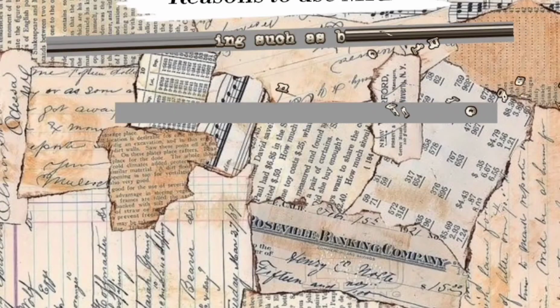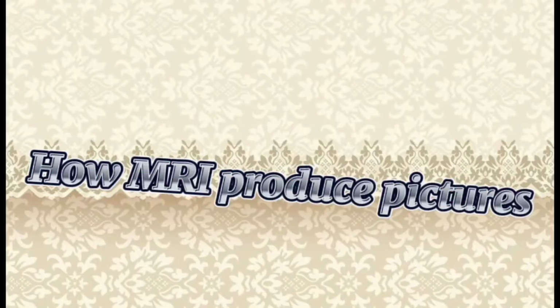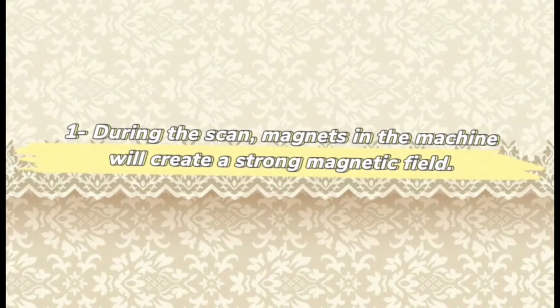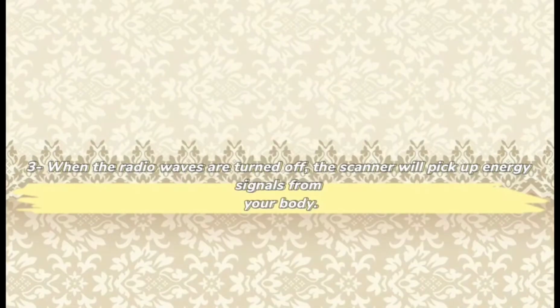Reasons to use MRI. One, during the scan, magnets in the machine will create a strong magnetic field. Two, then the scanner will send radio waves through your body. Three, when the radio waves are turned off, the scanner will pick up energy signals from your body. These signals are used to make the pictures.